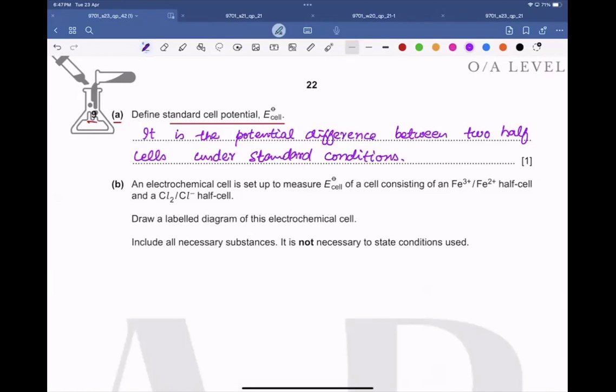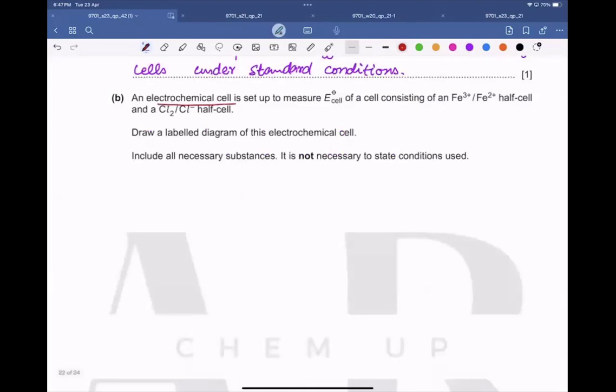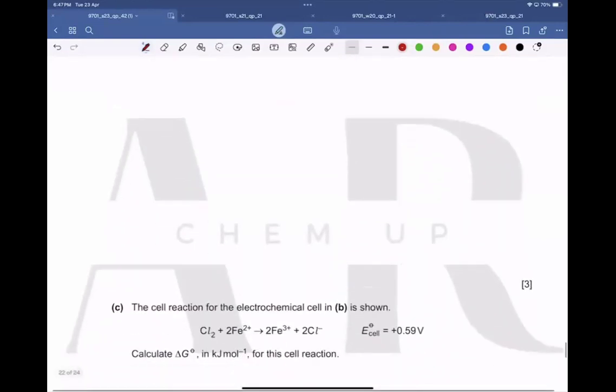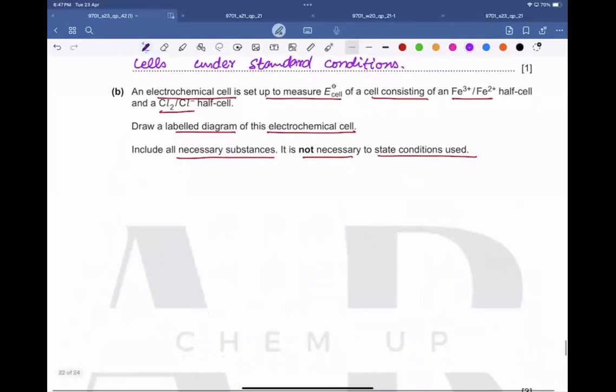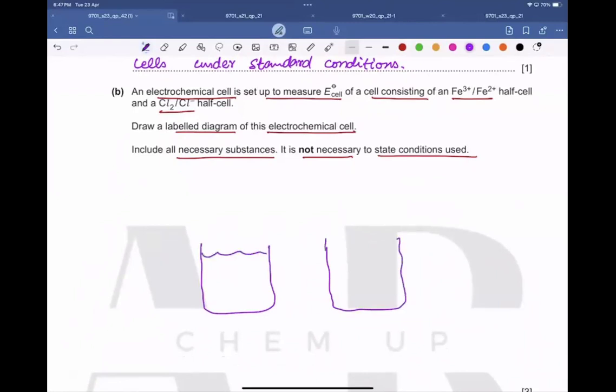Okay. Now, an electrochemical cell is set up to measure E naught cell of a cell consisting of iron 3 positive, iron 2 positive half cell and a chlorine chloride half cell. Draw a labelled diagram of this electrochemical cell. Include all necessary substances. It is not necessary to state conditions used. Okay, that's fine. So see how we will do it. We will make one beaker and we will make the other beaker. We fill it with the solutions. We will make a salt bridge.